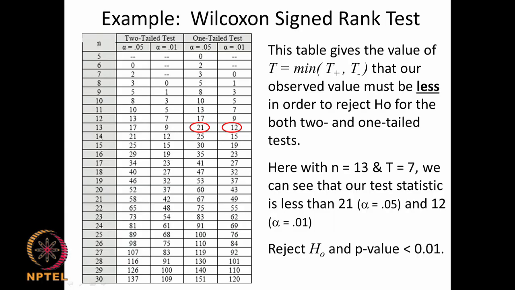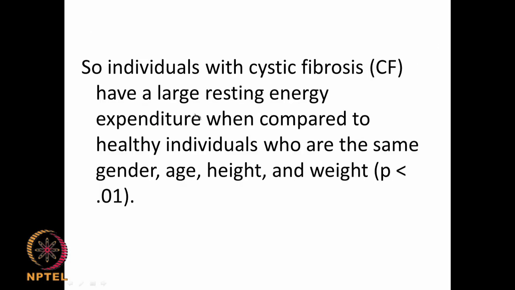Here, because it is paired, we have only one set of numbers, whereas in the other rank test you remember we had rows and columns, because it is almost equivalent to a 2 sample t test. The test statistic must be lower than the table value to reject the null hypothesis. We got 7 and here we have 21 or even 12. These are much larger than the test statistic, so we reject the H naught at a p value of 0.01. So individuals with cystic fibrosis have a larger resting energy expenditure when compared to healthy individuals, at p less than 0.01.